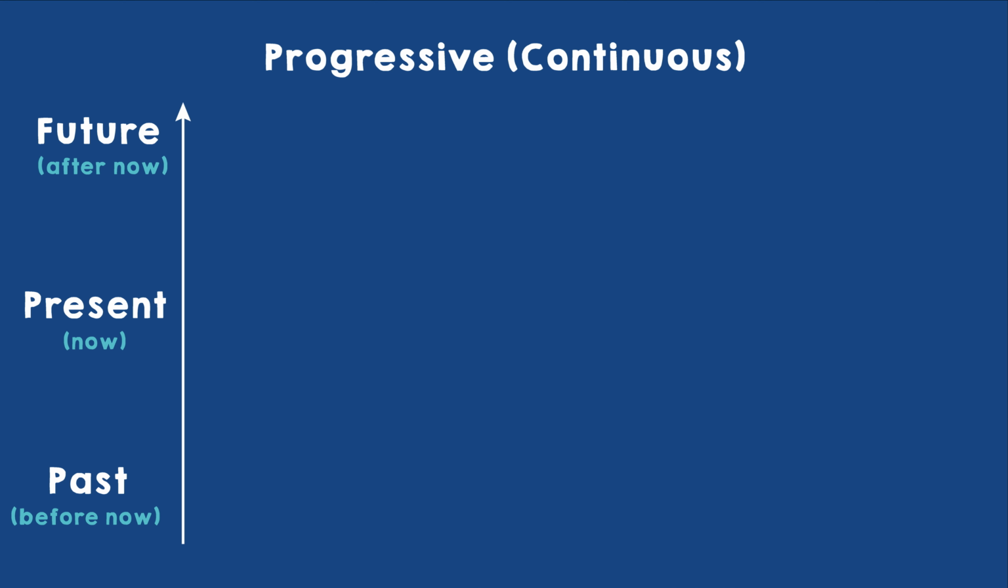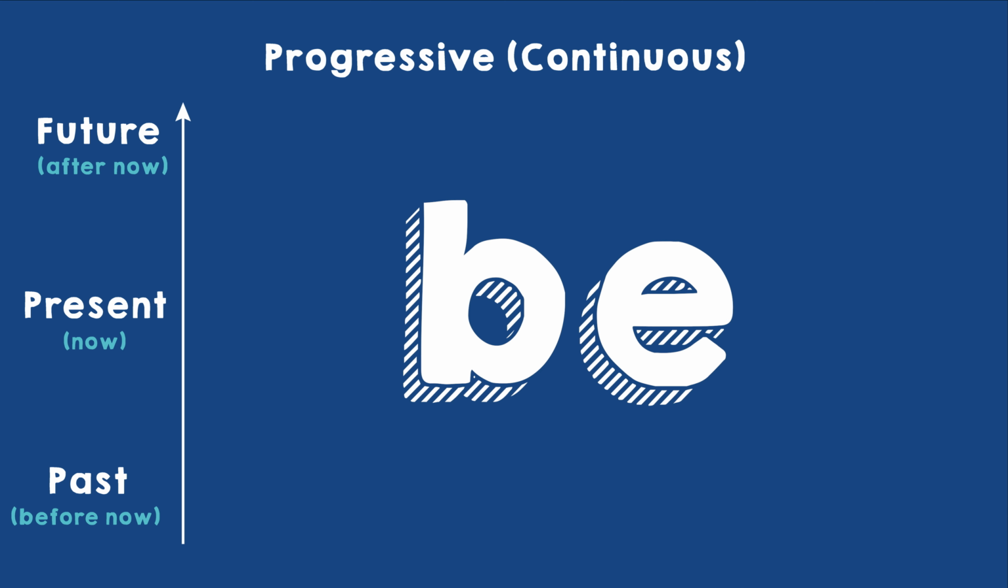If you want to make a sentence in the present progressive, past progressive, or future progressive, there is an important thing you need to consider: the verb be. So let's revise it first because it can be a very tricky verb for you.